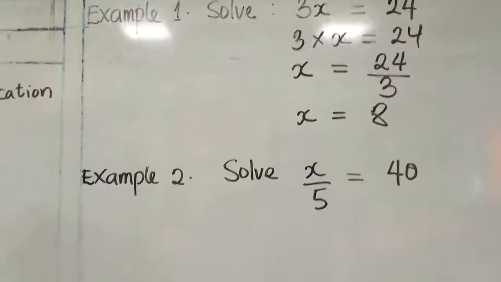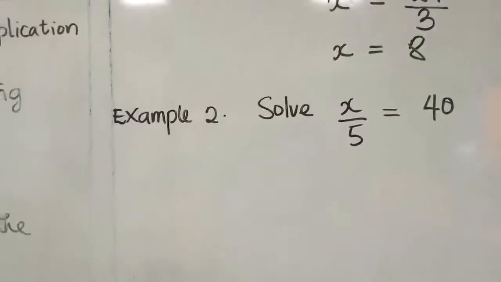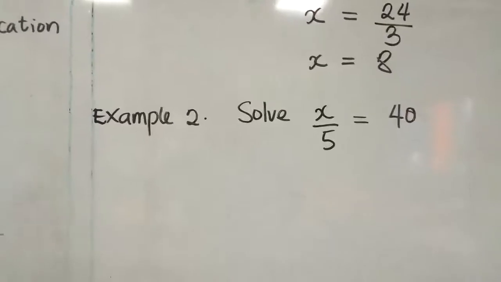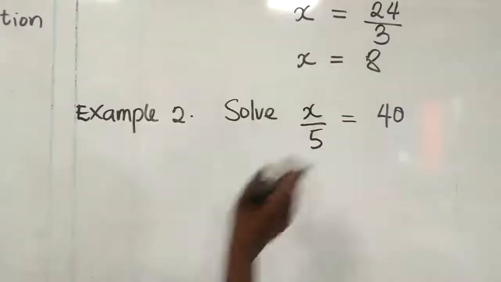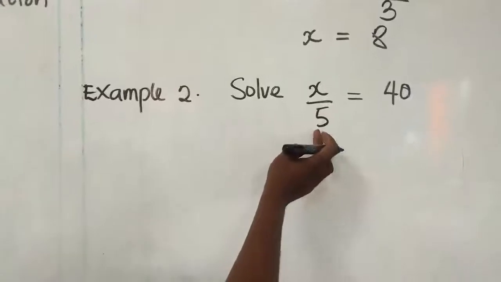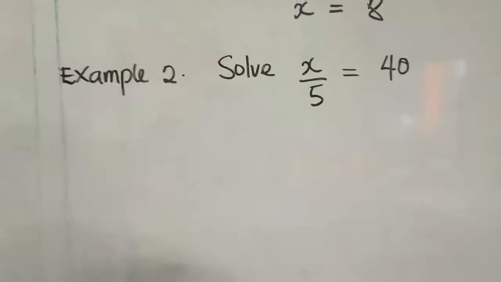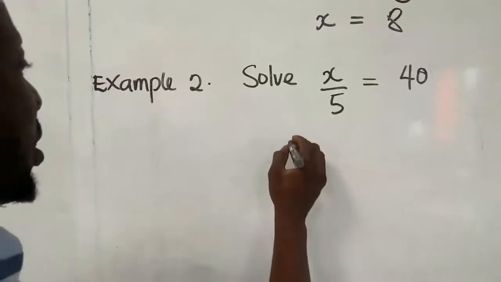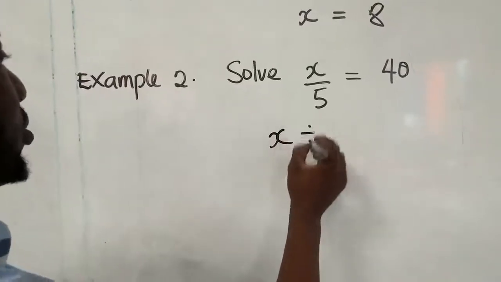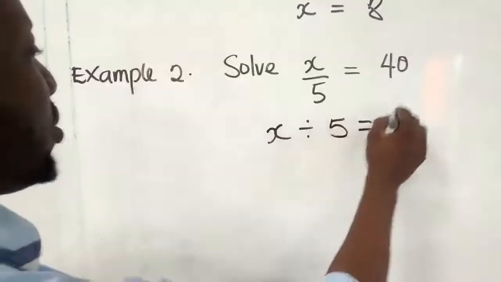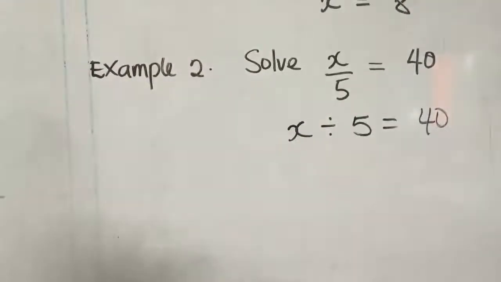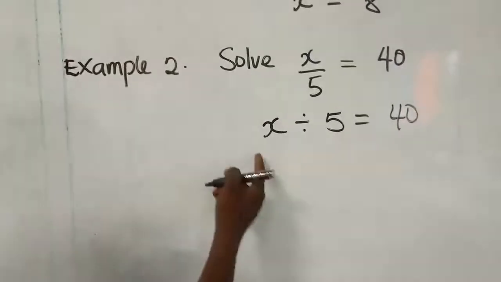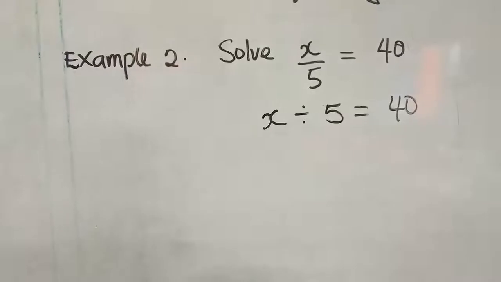Okay, let's go to example 2. Solve x divided by 5 equals 40. X is a number. When you divide it by 5, the answer is 40. What is that number? This can be written as x divided by 5 equals 40. This statement and this are the same. So x is a number. When you divide it by 5, the answer will be 40.